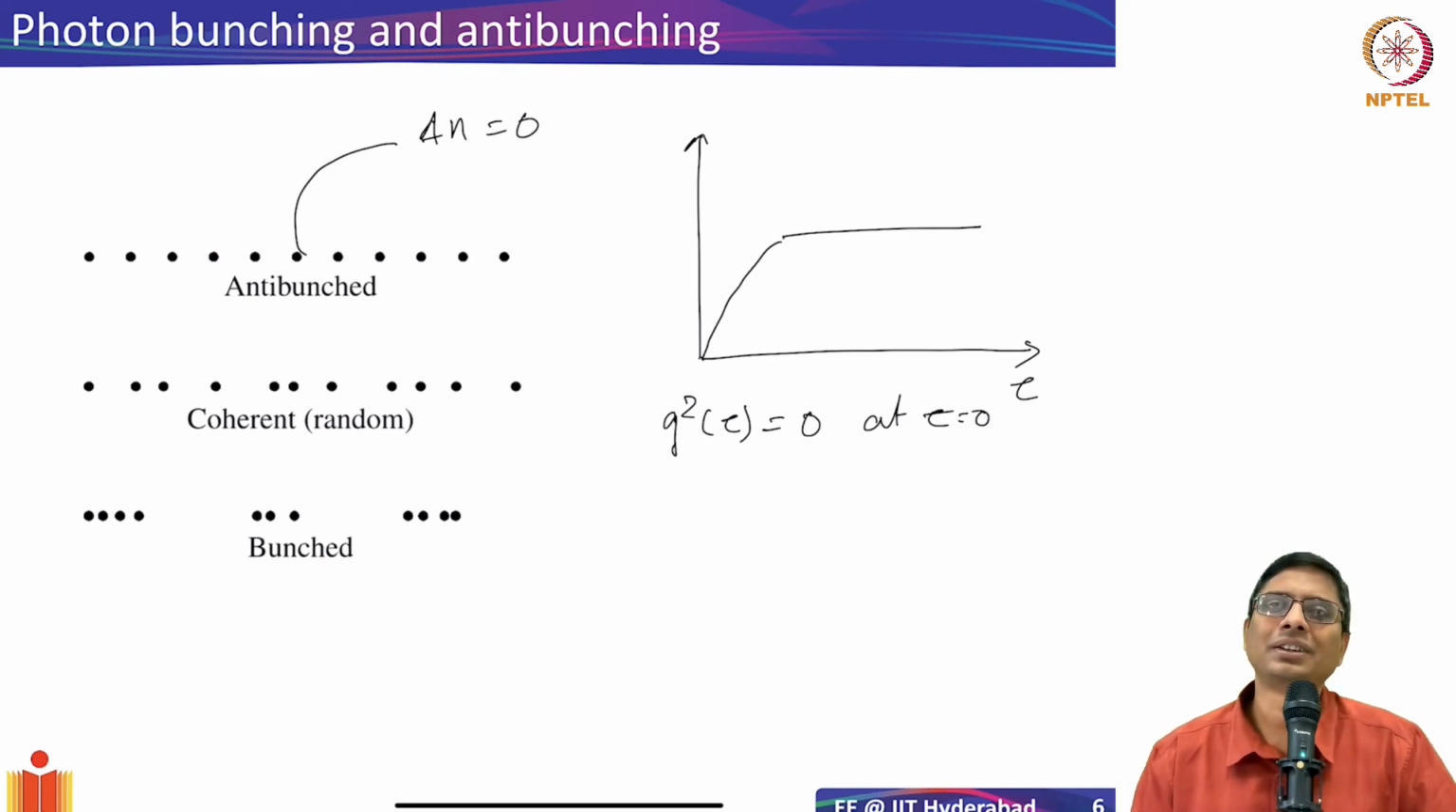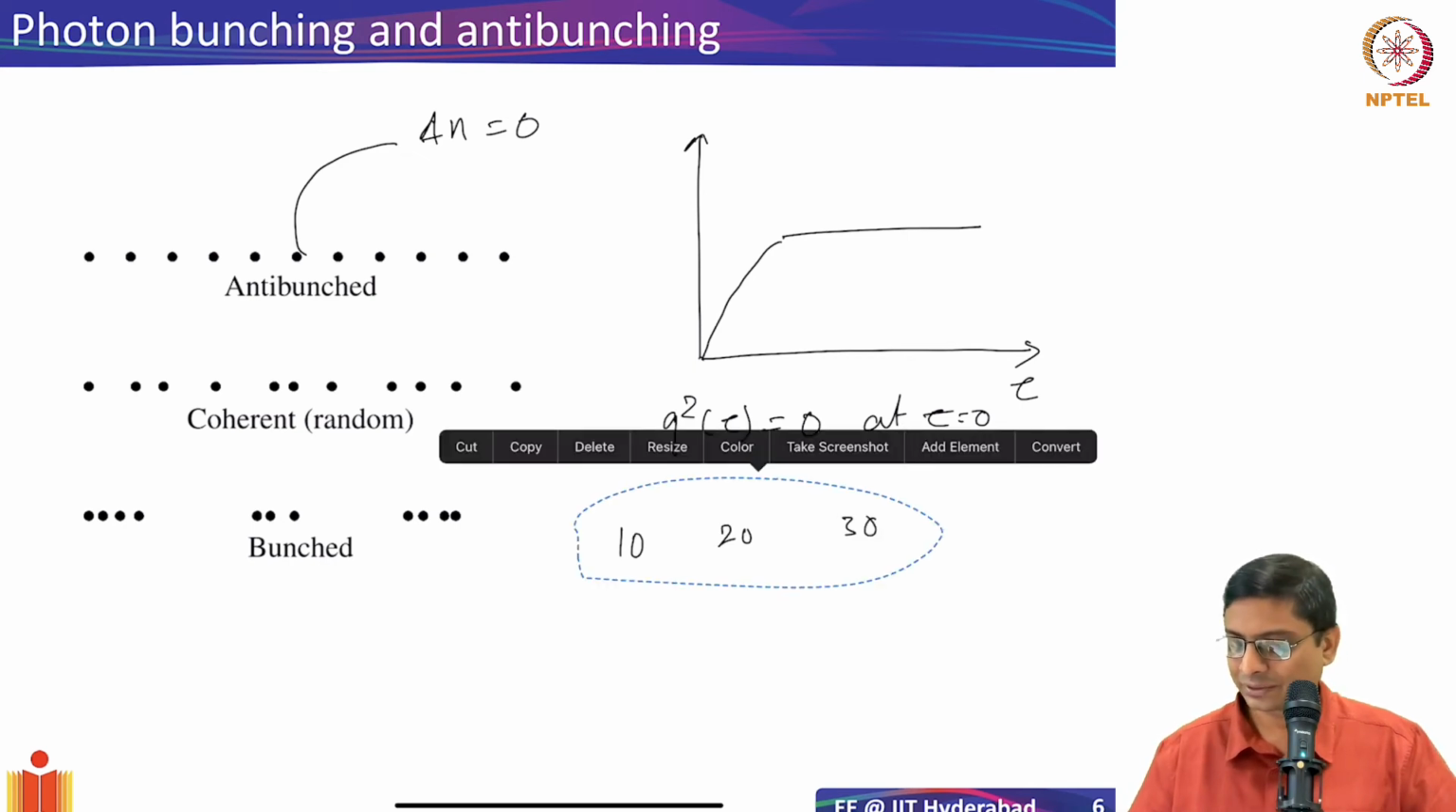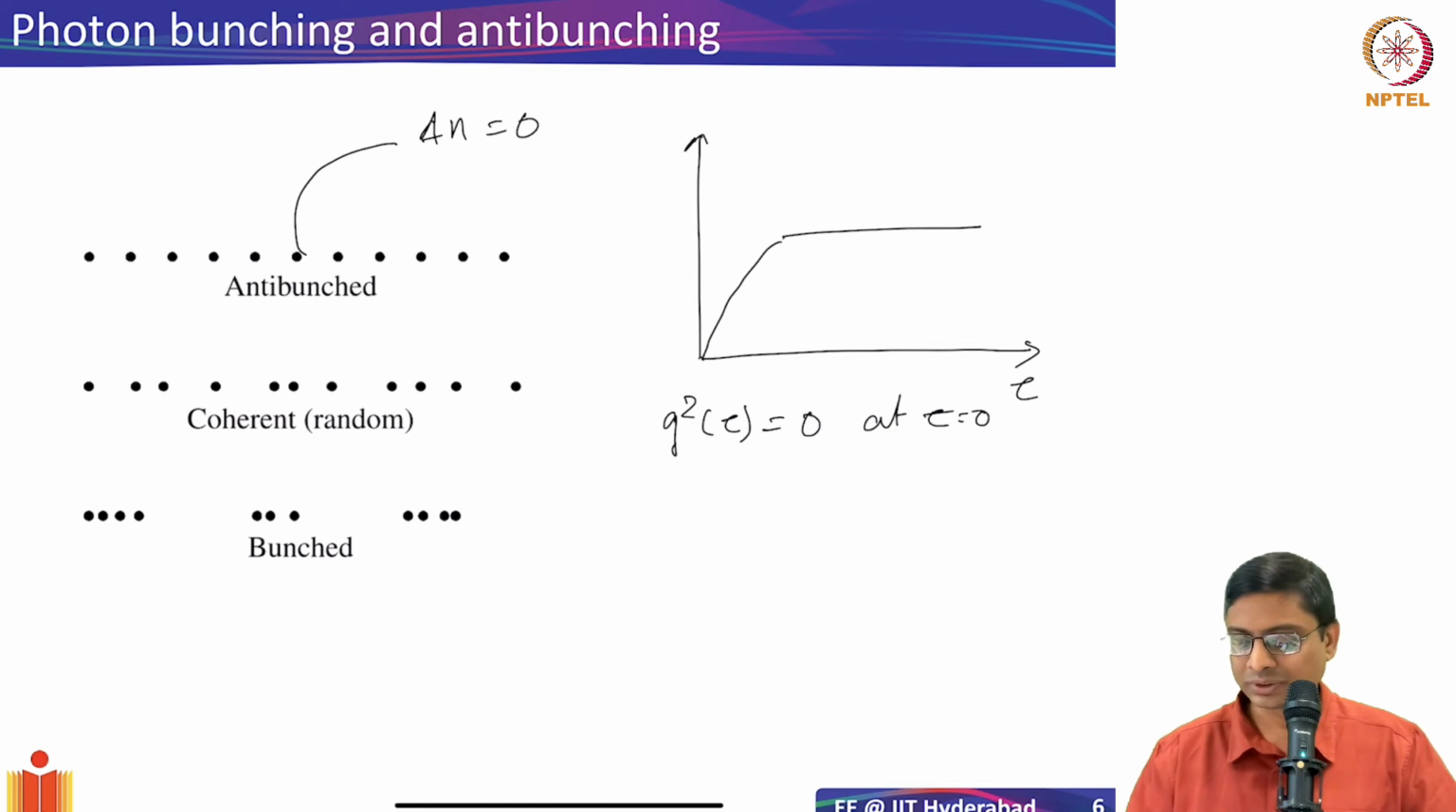You keep measuring. Okay, in the ideal case you can think of the photons coming at, let's say, 10, 20, 30 nanoseconds and so on. Or let's make our life simple. Let's say every nanosecond there is a photon coming in. 1, 2, 3 and so on.